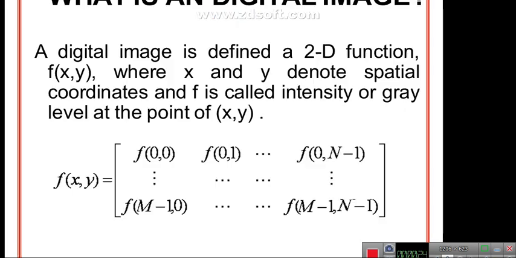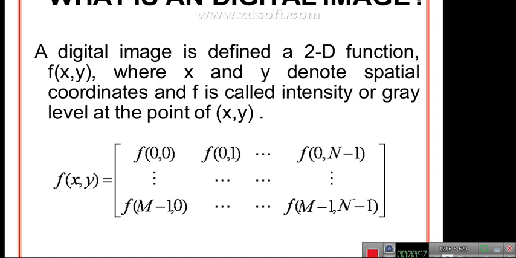Say what is meant by digital image. Actually, a digital image is defined as a two-dimensional function f of x comma y, where x and y denote the spatial coordinates and f is called the intensity or gray level at the point x comma y. Here m is the number of rows and n is the number of columns. So the image f of m comma n is represented in terms of rows and columns. The first row and first column pixel intensity value is represented as f of 0 comma 0.